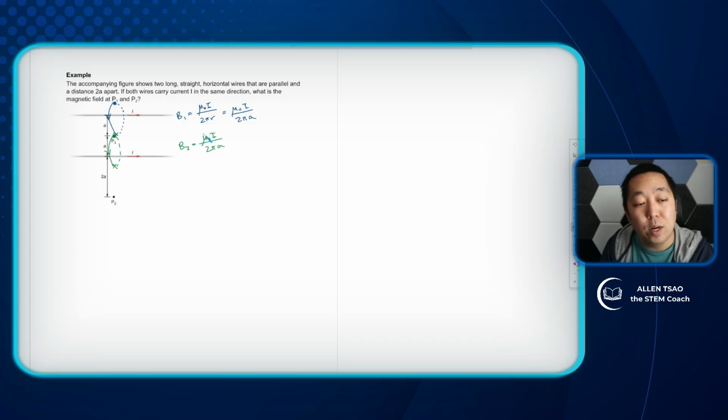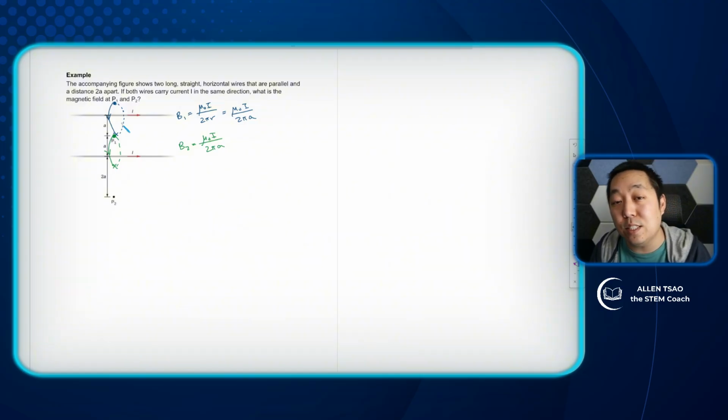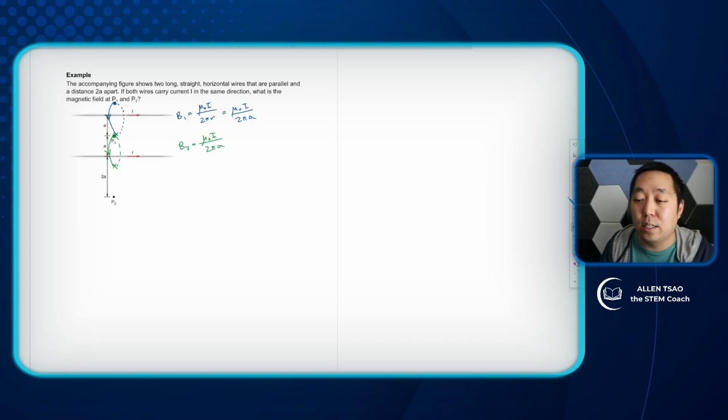Now, because one's going into the page, one's coming out of the page, the total magnetic field's going to be 0. Because, you see, the blue one's going into the page, so it's an arrow pointing in that direction. This one's coming out of the page. They have the same magnitude. So the magnetic field at P1 is just going to be B1 minus B2, depending on which way you say is positive, and that's going to be 0 Tesla.